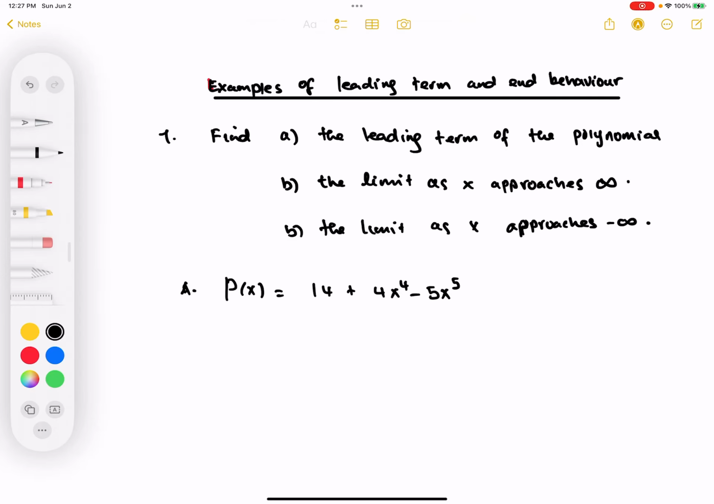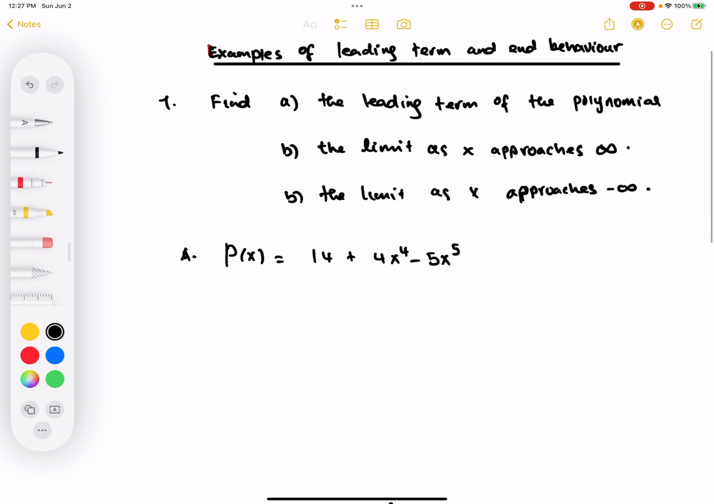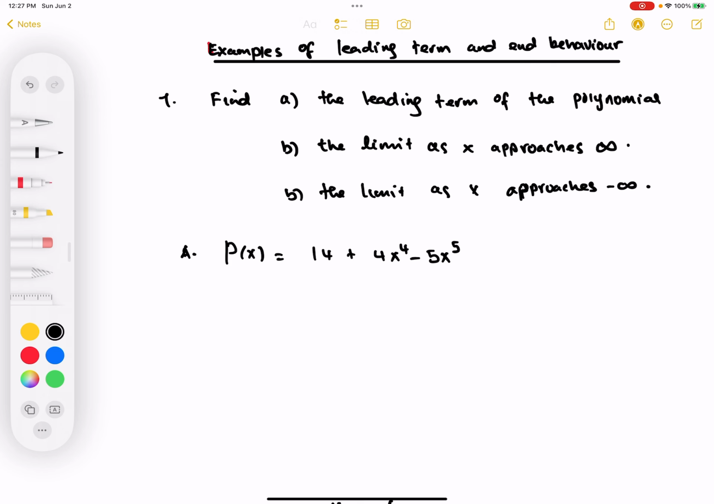All right, let's see examples of leading term and end behavior. The first one, for example: find the leading term of the polynomial. The second one is the limit as x approaches positive infinity. And C, this one, let's see. The third question is the limit as x approaches negative infinity.